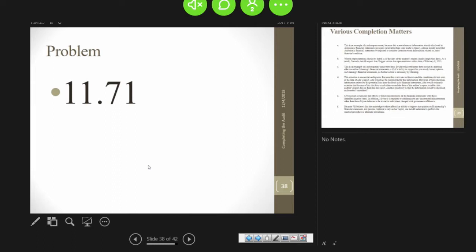Isn't it wrong? Because how are you going to not give the correct date and then... Exactly. Right. So remember, this is the management representation letter, right?